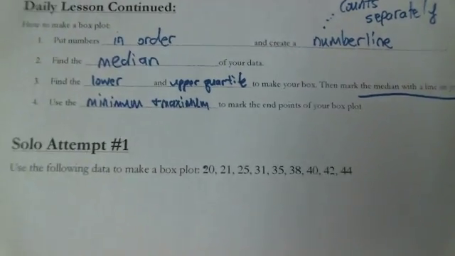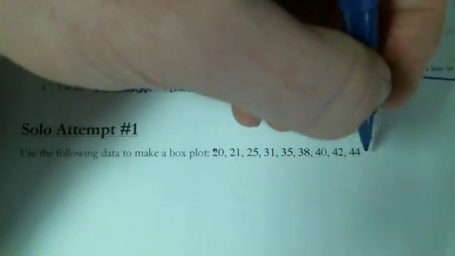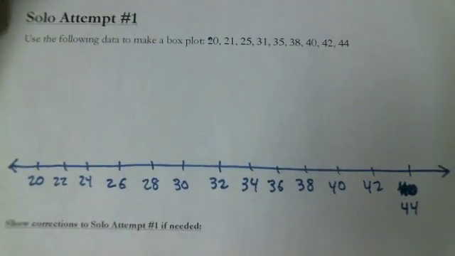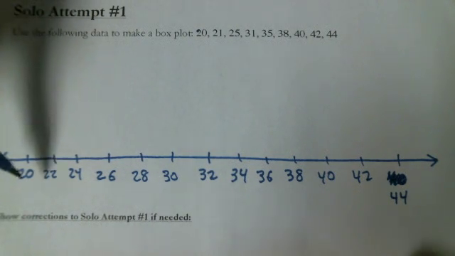All right, this should be a quick video looking at solo attempt number 1. So the nice thing is these numbers are already in order, so I can already start to make my number line. I saw my smallest number was 20, and my biggest number is 44. And it just so happens if I count by twos, it's pretty reasonable, and I end up seeing both numbers.